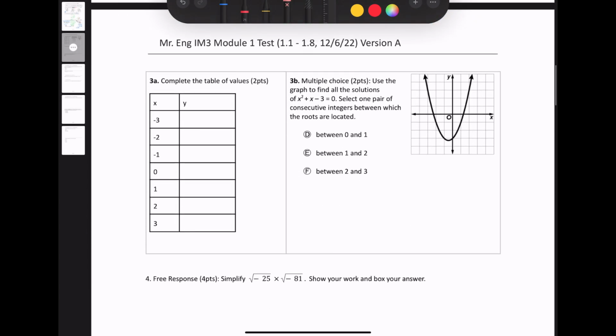Question number 3, complete the table of values for this problem here. And you can just evaluate. I'll just do it one time, and then you can use Desmos. Negative 3 squared plus negative 3 minus 3. So that'd be 9 minus 3 minus 3. So that would give us 3. So when I put in negative 3, my output is 3.